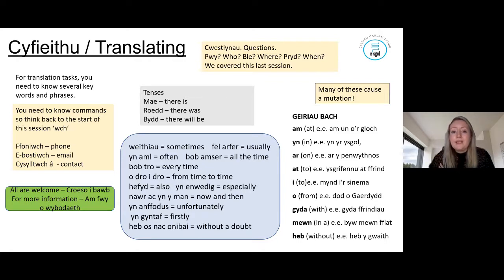Okay. You also need to know some idioms, things like weithiau, fel arfer. Hefyd, also, yn gyntaf, firstly. Tenses are really important, so I've put three main things there for you to know.